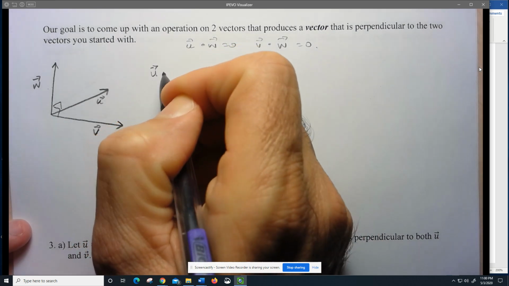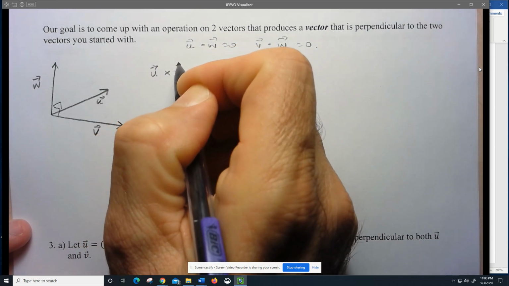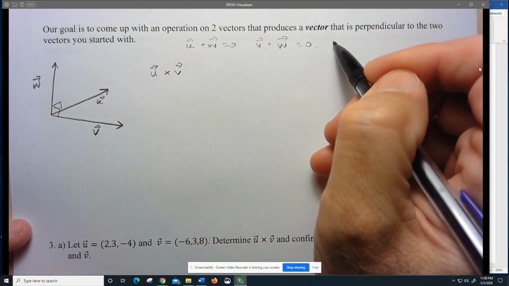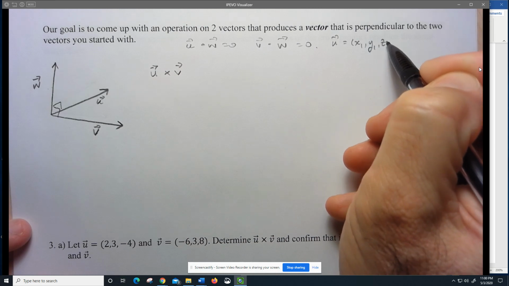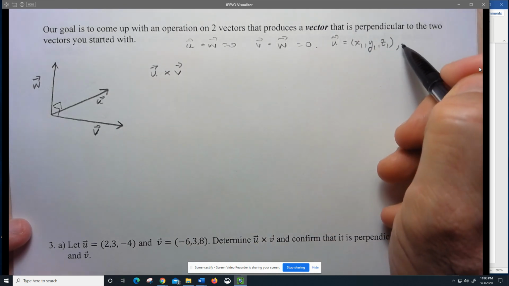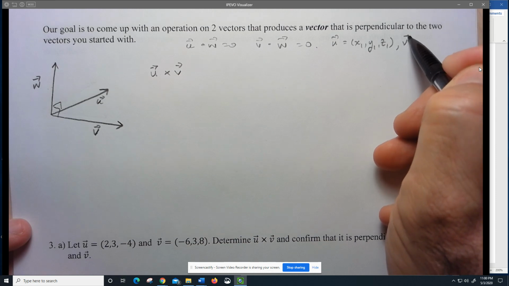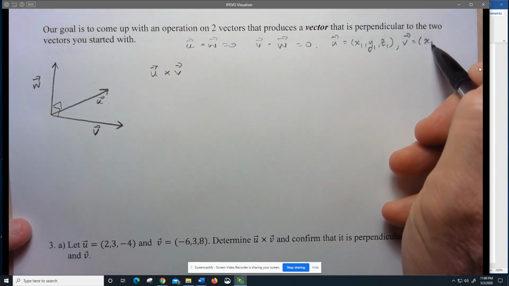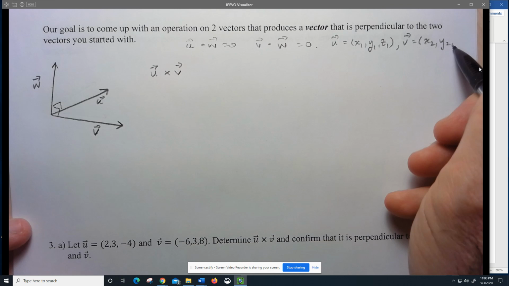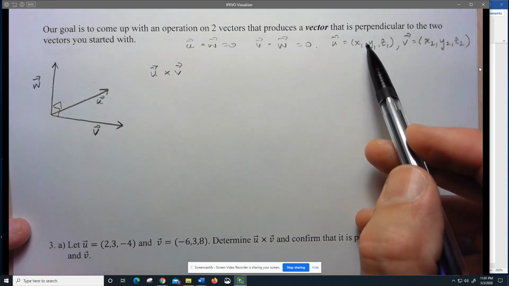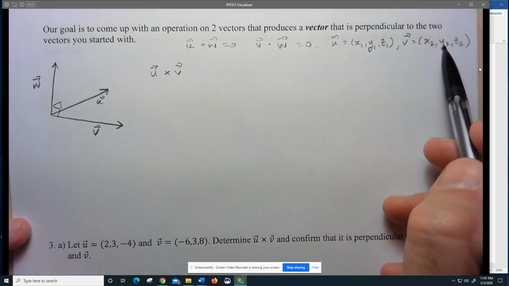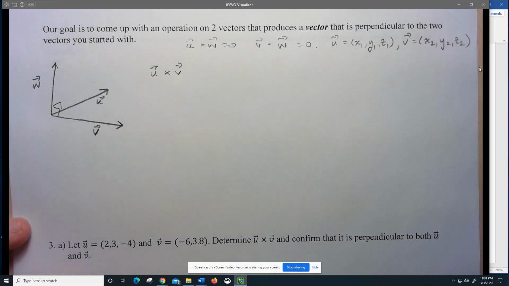So u cross v, okay, now here we'll assume that u is equal to x1, y1, z1. So we want to define it as generally as possible. And then vector v is just going to be equal to x2, y2, z2. Okay, now by the way, this is going to be an algebraic definition. Algebraic because it's going to be composed of just the components of the two vectors. Okay, and it's a product because it's going to involve taking multiplications.